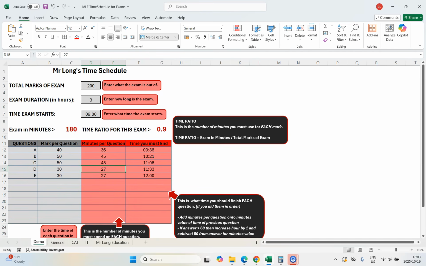Now that you've got your minutes per mark, that at the very least will help you. But if you want to make sure that you're moving on to the question at the right time, then take what time your exam starts.